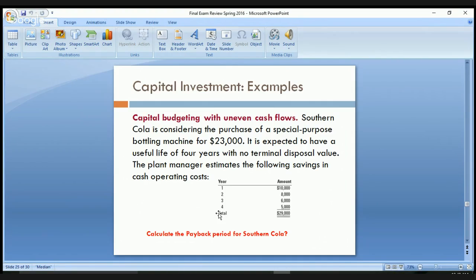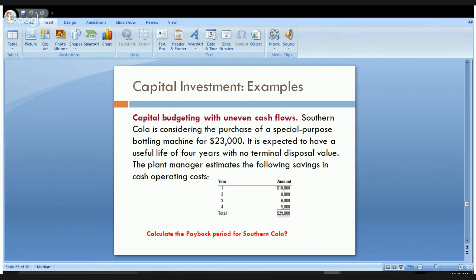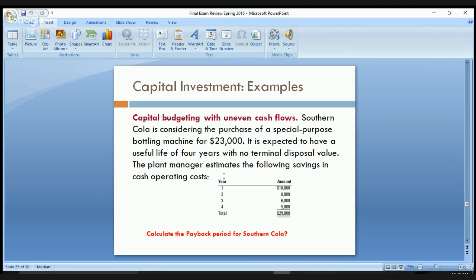So what is my payback period? It's very simple to do. I just go straight down the line until I reach 23,000. So I have 10,000 and then 8,000. That's 18,000. If I add the next year, that gets me over the amount. So what I want to do is take the amount that I need, which is 23,000 minus 18,000, because those are the first 2 years. That's $5,000. That's all I need of year 3. So I'm going to divide that by 6,000. So it's going to take me 2.83 years to get a payback. So my payback is 2.83 years.